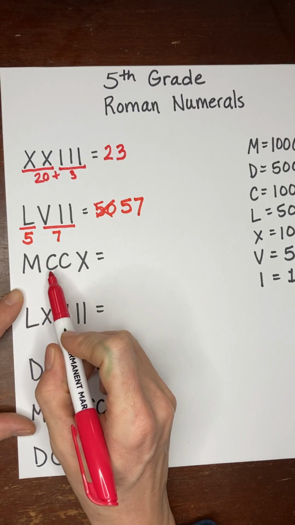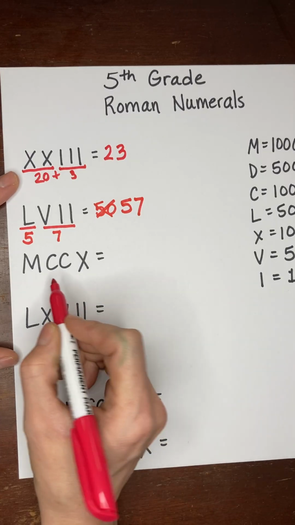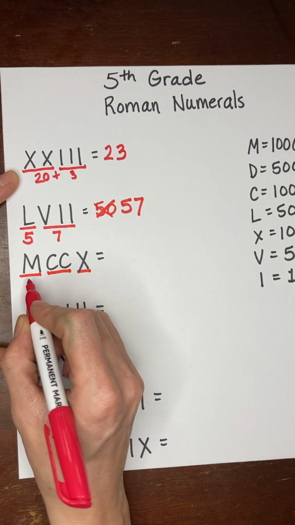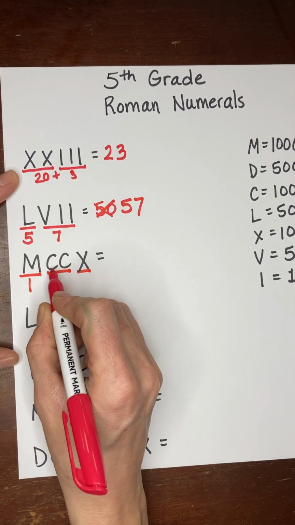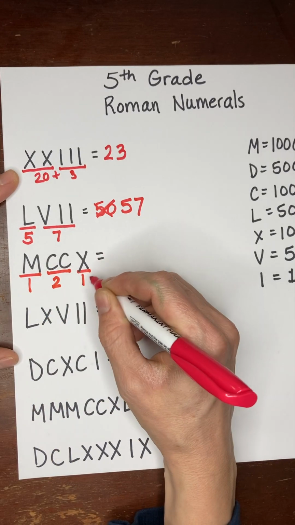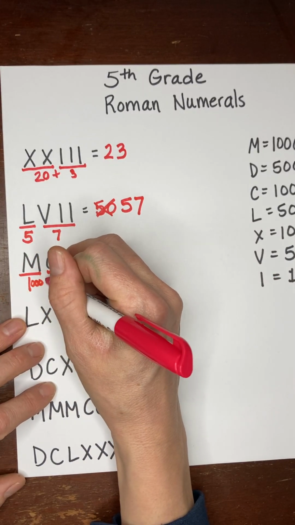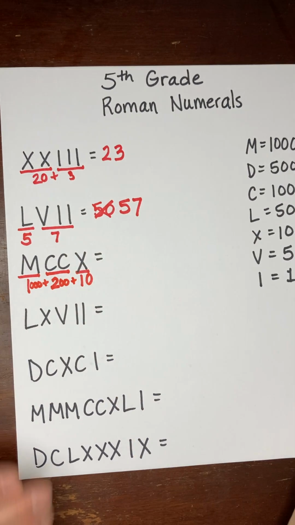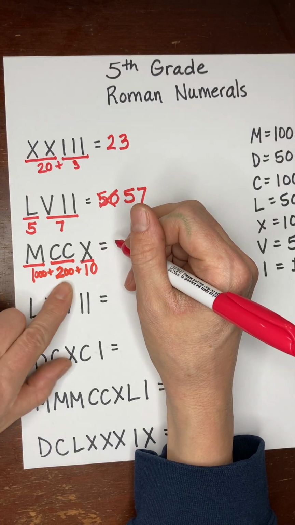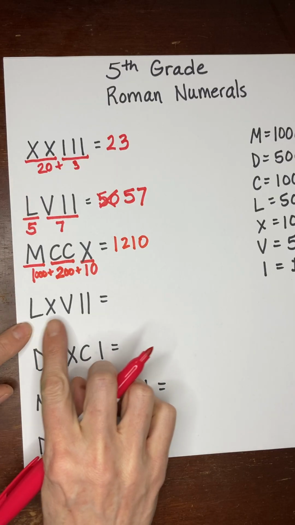All right, next one, MCCX. So MCCX, those are in the right order from biggest to smallest. M is my thousands place, C's are in my hundreds place, and X is my tens. So I have one M, so I have 1,000. I have 2 C's, which is 200, and I have 10, which is 1 ten. Now, in this case, it would probably be helpful if we wrote it out like this, because there is a possibility that we could add incorrectly if we weren't writing out our entire number. So we have 1,210. All right.